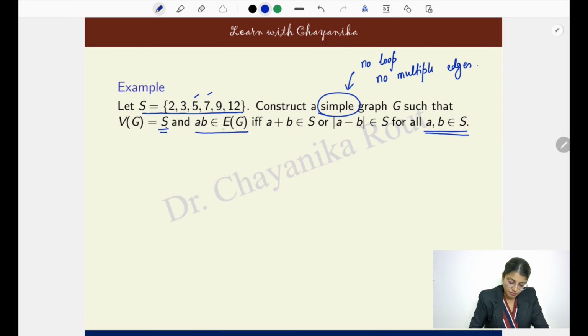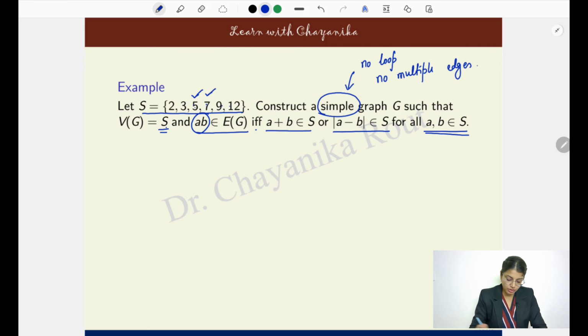So AB will belong to the EG, that is edge set of the graph, that is this AB will be an edge of the graph, that is 2 vertices will be made adjacent if and only if A plus B belongs to S or the modulus of A minus B belongs to S. That means for any 2 elements in the set S, that is in the vertex set of the graph, if the 2 integers make a sum that is also an element of the same set S, or if their positive difference gives me again an element of the set S, then only the 2 elements will be made adjacent.